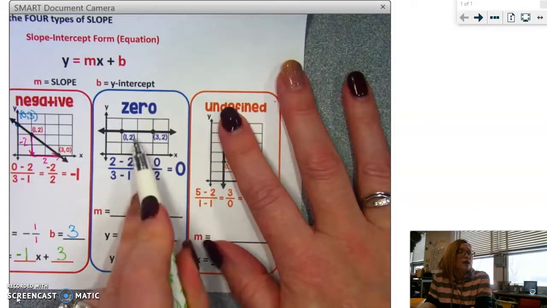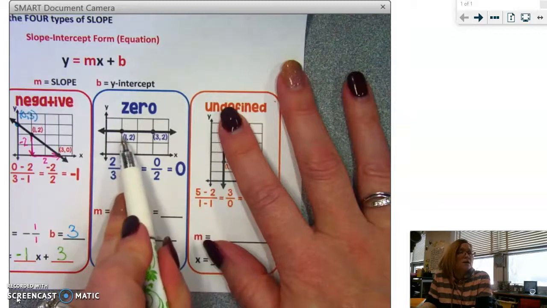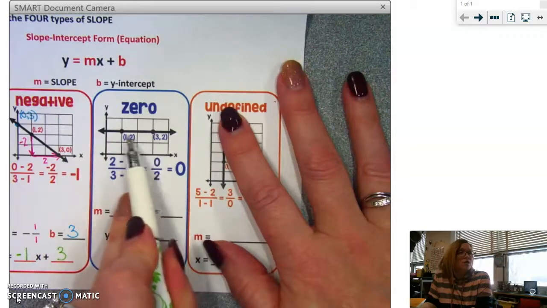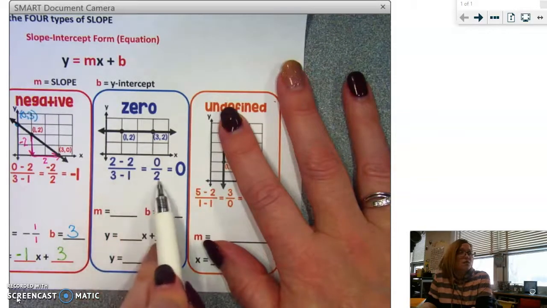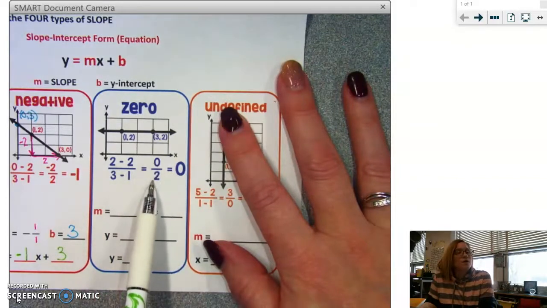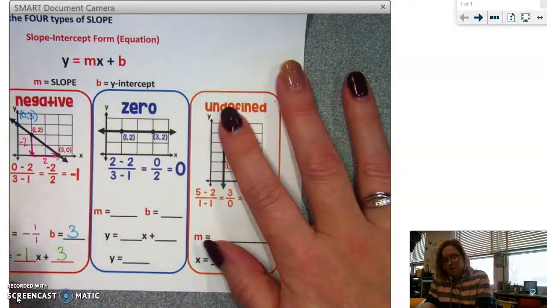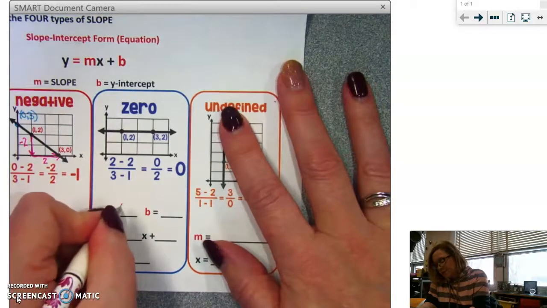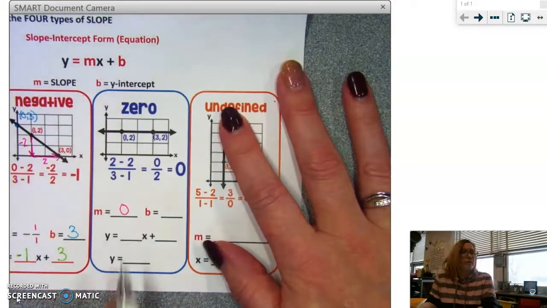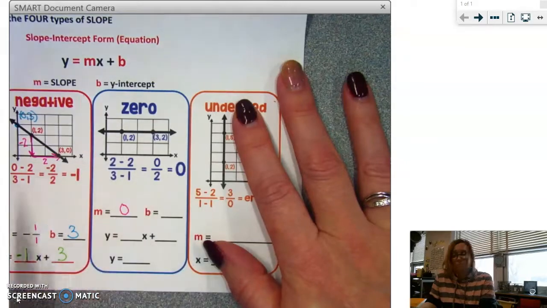And how can I check it? I can go y minus y. 2 minus 2 equals 0. But I do have to run. And in this case, I'd run 1, 2, 3, or run 2, 1, 2. 3 minus 1 equals 2. So my slope would technically be 0 over 2. If you use your calculator, anything 0 divided by anything is going to give you 0. So our slope in this case is 0. Hence, 0 slope for horizontal lines.